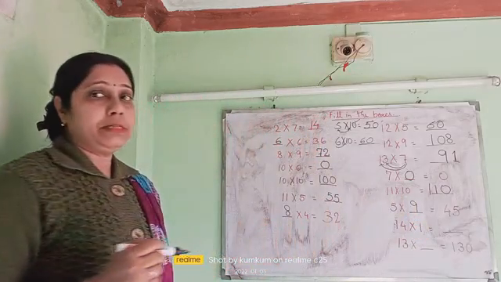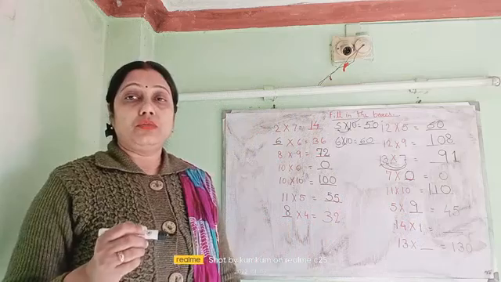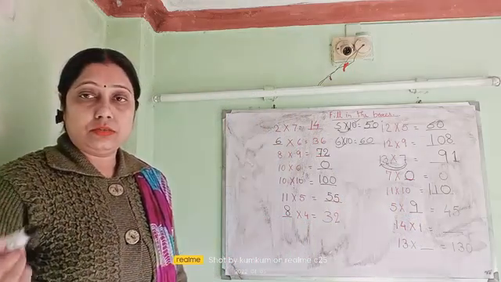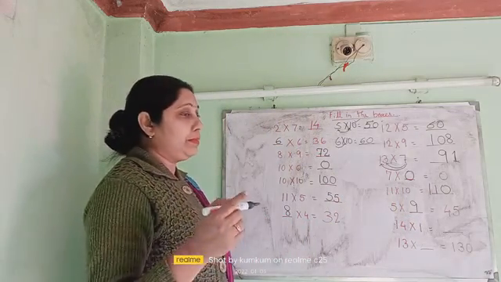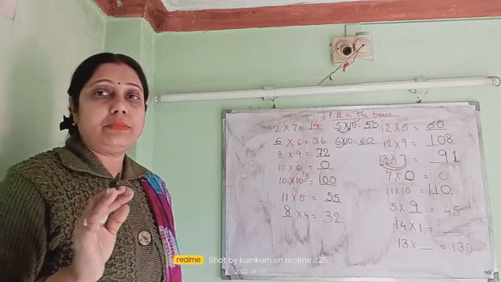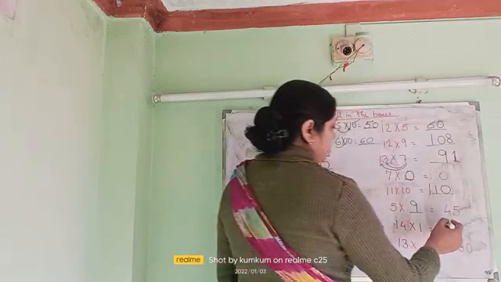Next, 14 multiplied by 1 is how much? So 14 ones are 14. So I am going to write here 14 multiplied by 1. That means the digit itself will be the answer. So here the answer will be 14.